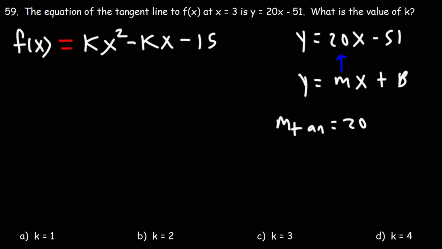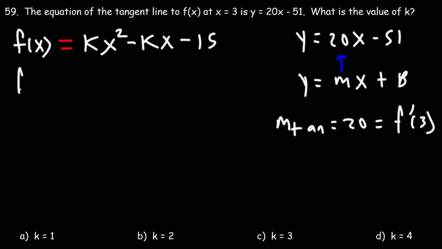And this particular tangent line, it touches f of x at x equals 3. That means that this value is equal to f prime of 3. So we have the value of the derivative of f of x at x equals 3, and it's 20, the slope of the tangent line.